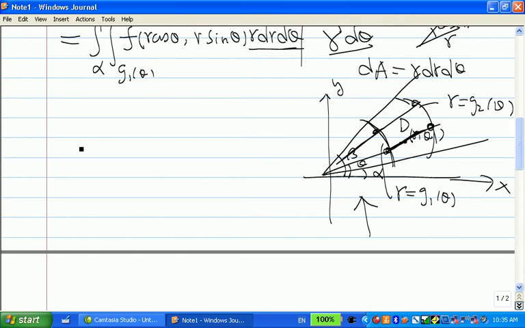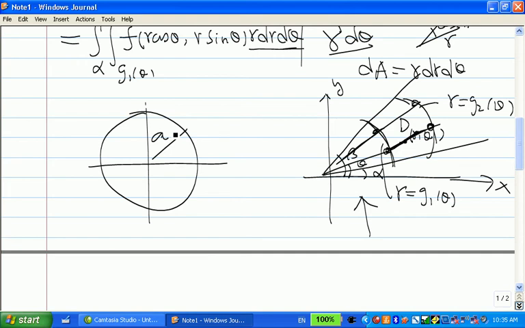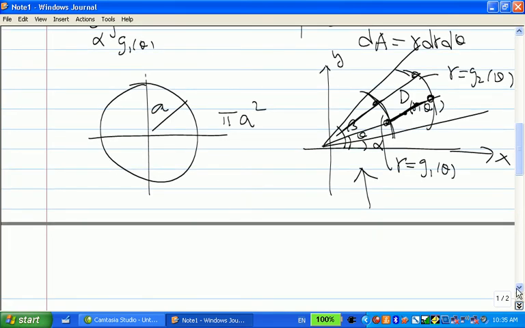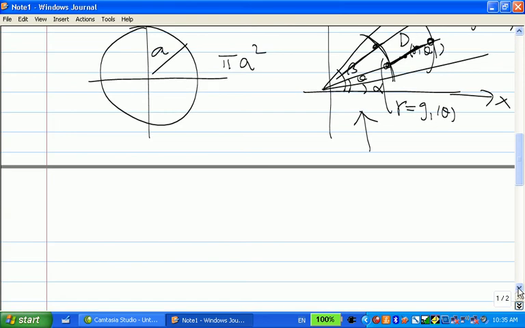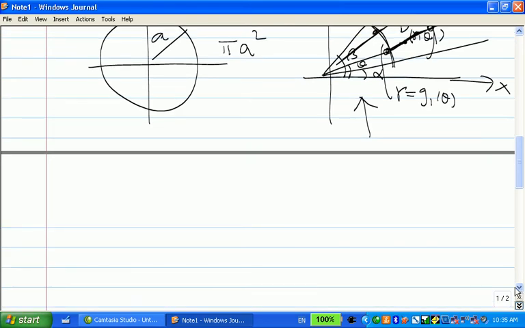Okay, now let's look at, for example, I give you a circle. Radius is a. Okay, what's the area? We know the area is what? Pi a squared. Okay, do you ever ask yourself, how do we get this pi a squared? Okay, now let's find out.